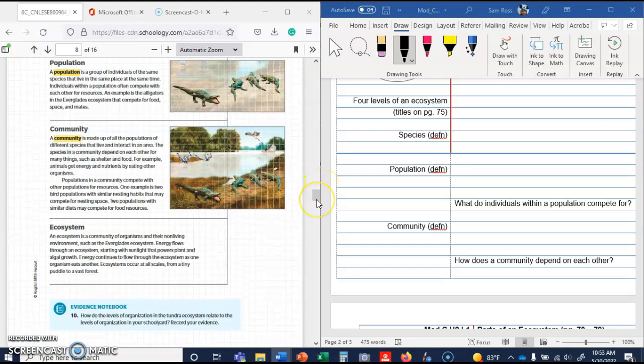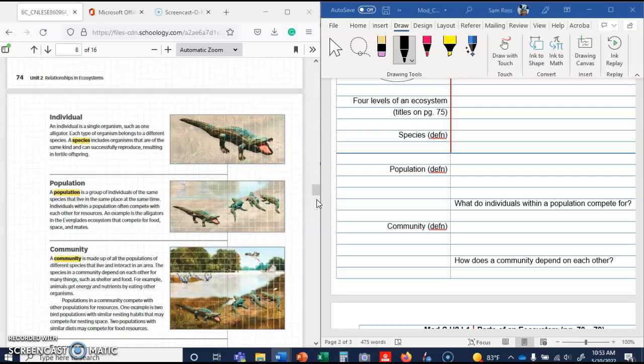So species, let's see if we can find species. Species is right here at the top under the individual. It says a species includes organisms that are of the same kind and can successfully reproduce, resulting in fertile offspring. That's your definition of species.